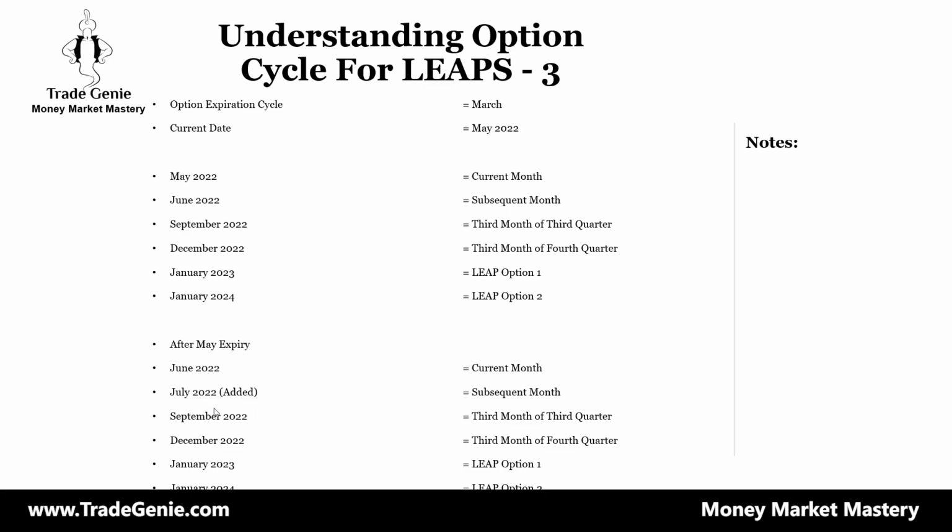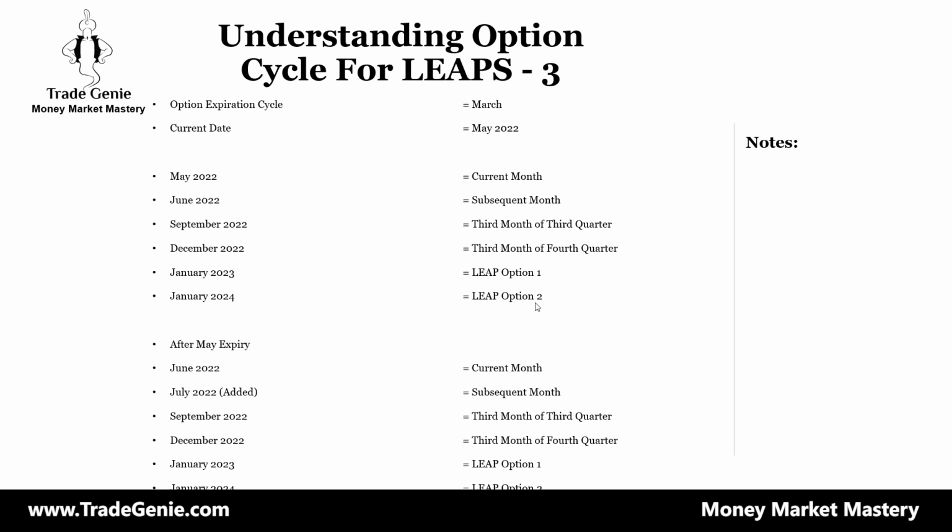It has nothing to do with leap. July will be added as a subsequent month, and September and December will stay there as the third month, because it's part of the options. Those months are there because they belong to the March expiry cycle. So September, December will be there.